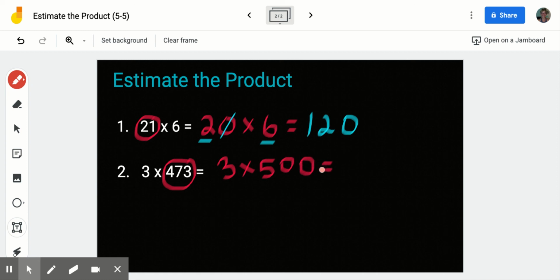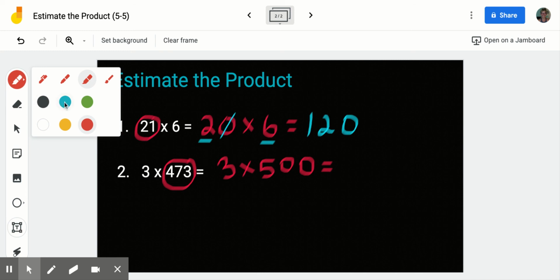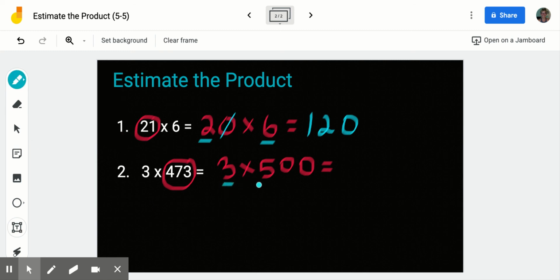And again, we'll use what we worked on the other day, yesterday. So we'll underline that basic fact of 3 times 5 is 15. This time I'm taking my zeros. I have 2 of them, and I'm going to bring them over here. I also need my comma, and my answer is 1,500.